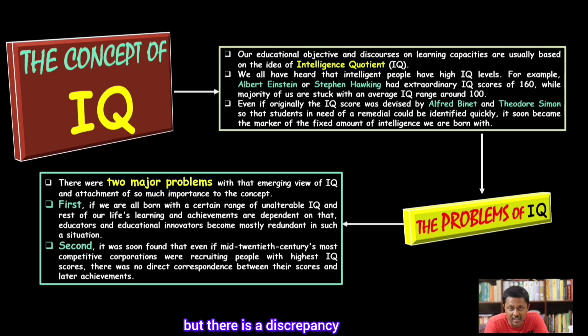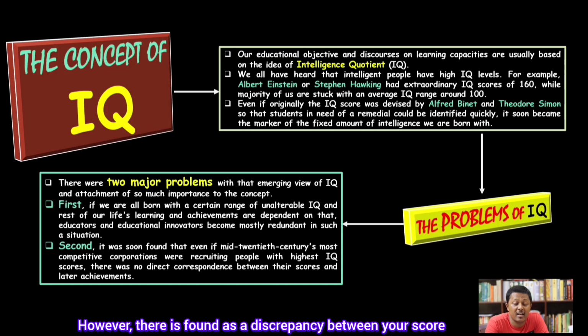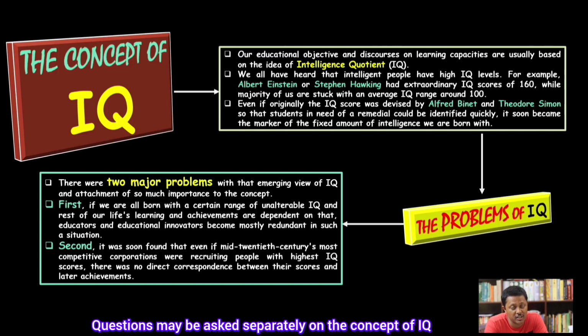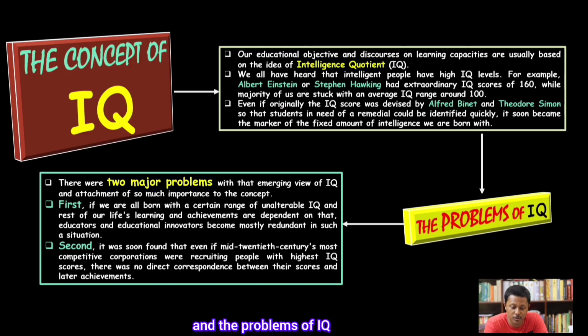But there is a discrepancy. However, a discrepancy is found between your score and your actual achievements. So these are the problems of the IQ. So here in the slide, you are clear of the concept of IQ and the problems of IQ. Questions may be asked separately on the concept of IQ and the problems of IQ.